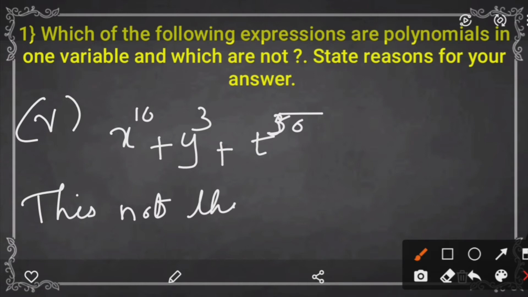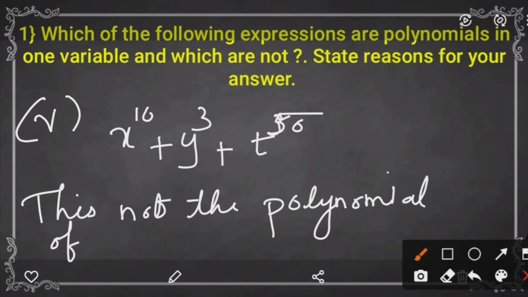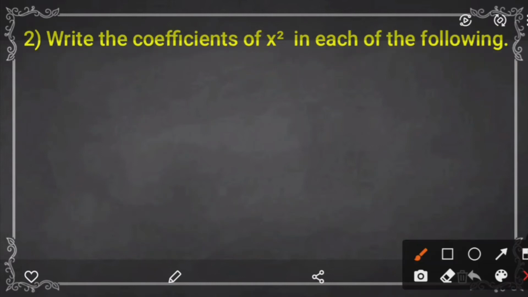This is not a polynomial of one variable, because here more variables are there, three variables are there. So it is not a polynomial of one variable. Next.